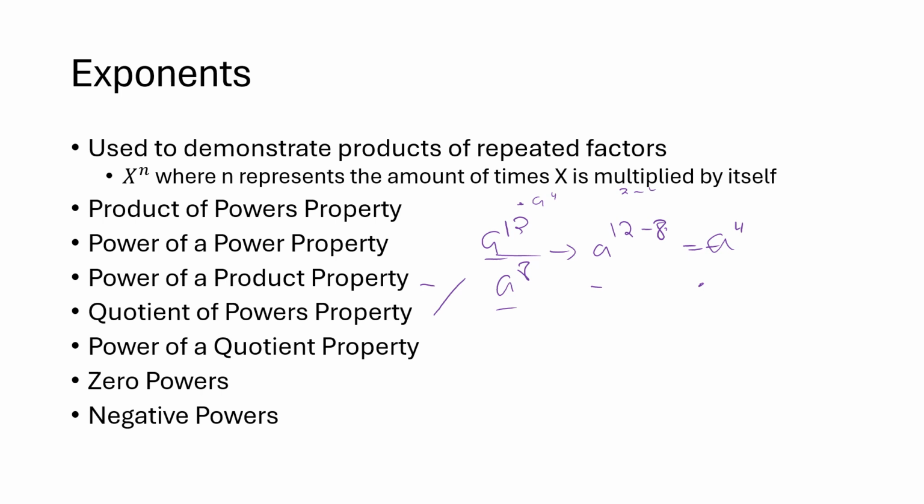If we were to do the power of a quotient property, we would use pretty much the same thing as with the power of a product property. So if we get a over b to the 7th power, we would just apply that 7 and get a to the 7th over b to the 7th. Because these bases are different, we can't really do anything with them. We can't simplify them, add them, or subtract them. That's the answer.